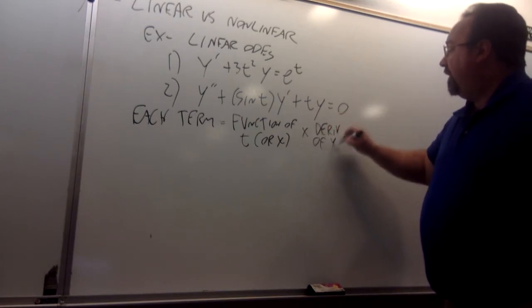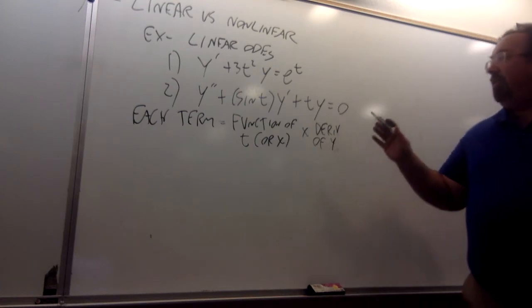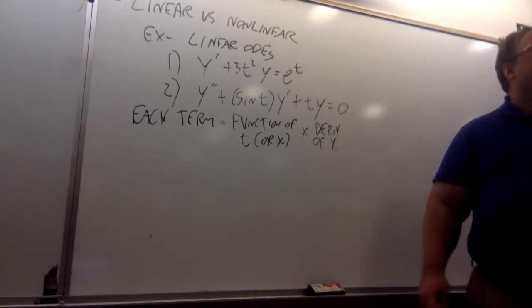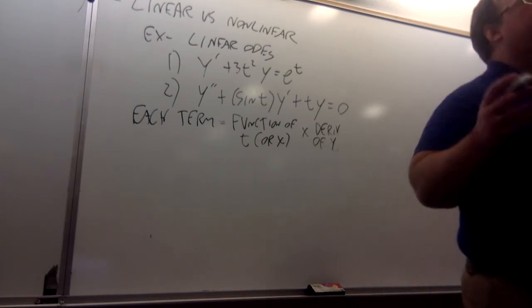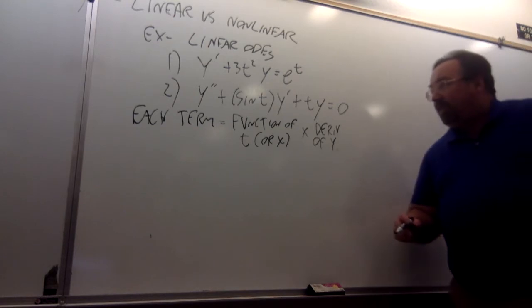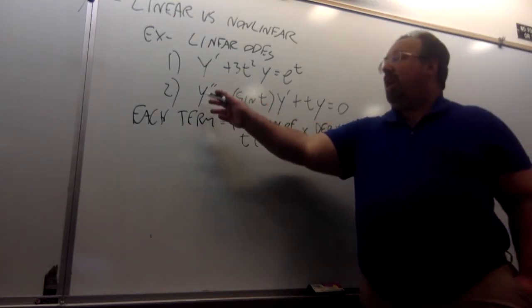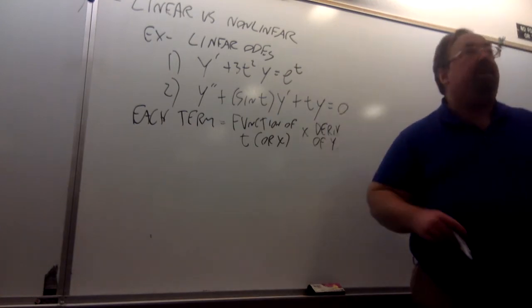some derivative of y. Now, when you have y by itself, you can also think of it as a derivative. It's the 0th order derivative, just so everything's under one umbrella. So that's what we have here. Here we have y double prime times 1, y prime times sine t, y times t.